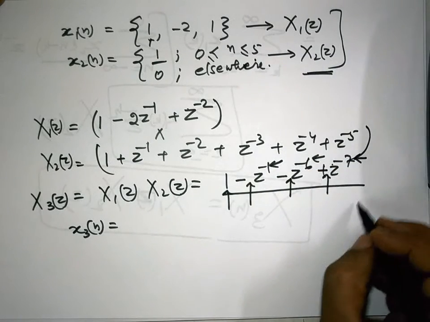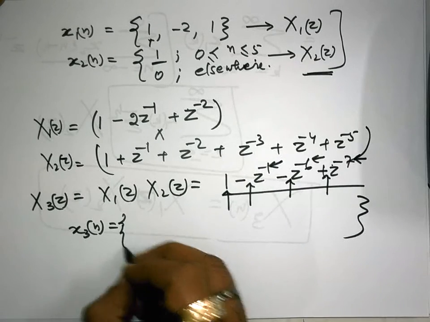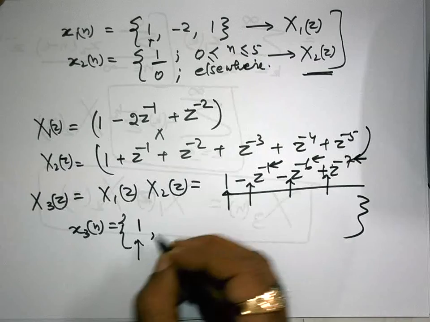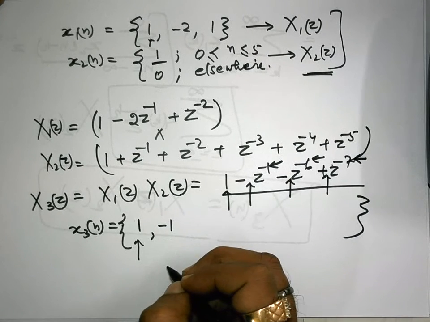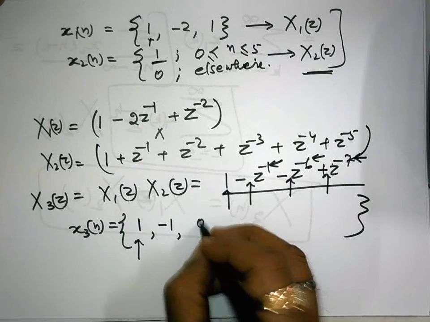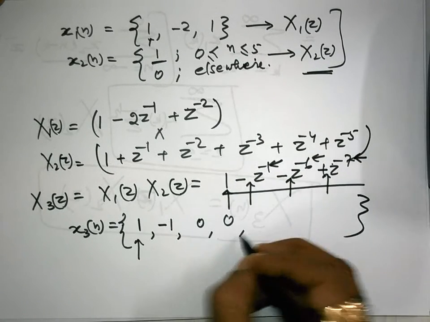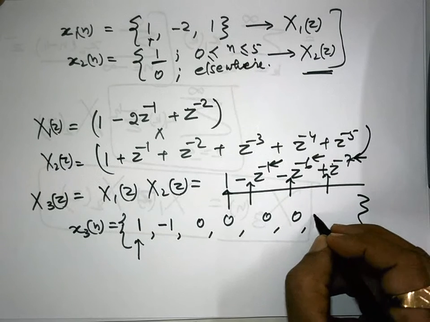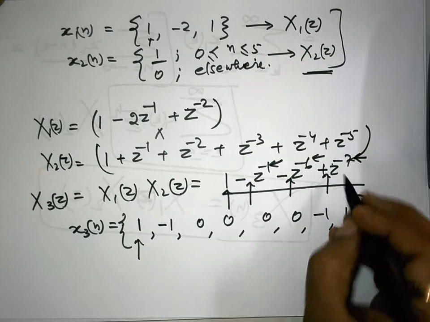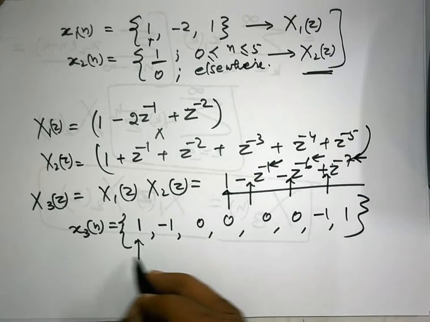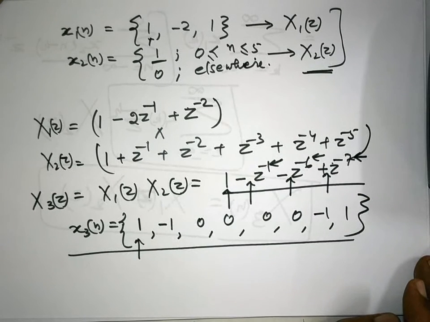Time ranges from 0. At 0 the coefficient is 1. At 1 the coefficient is minus 1. At 2 the coefficient is 0. At 3 the coefficient is 0. At 4 the coefficient is 0. At 5 the coefficient is 0. At 6 the coefficient is minus 1. At 7 the coefficient is 1. Getting my point? This way you have evaluated your x3[n] very easily using the convolution formula.